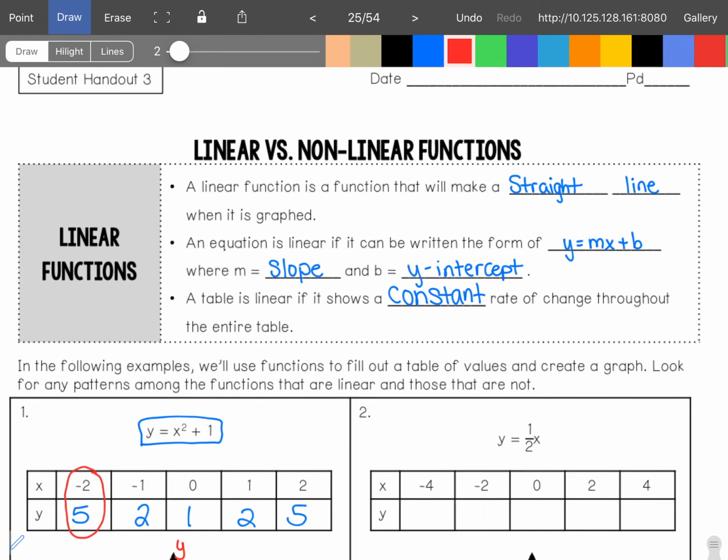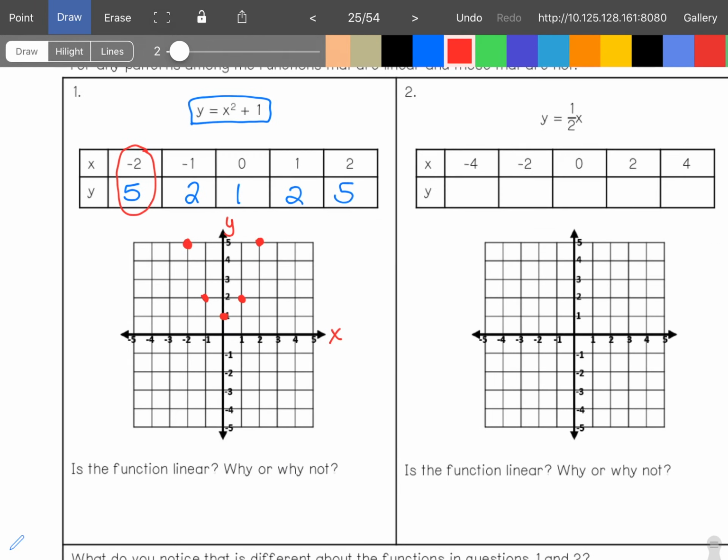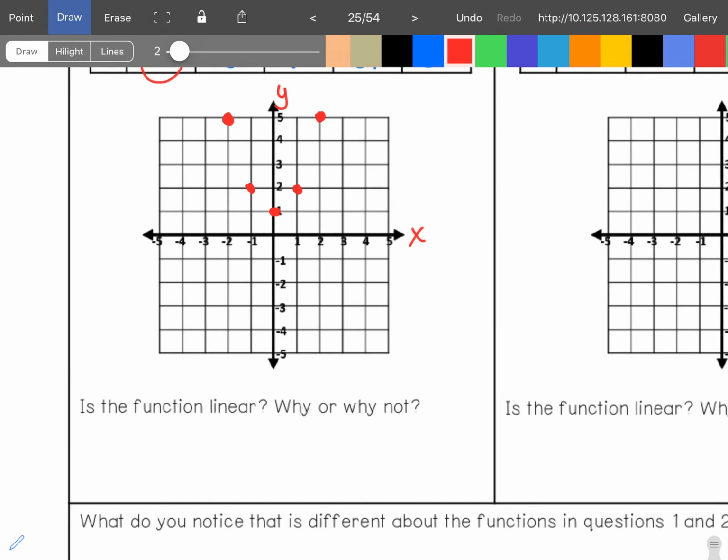All right, the question that follows this says, is the function linear, yes or no? Well, how do we know if it's linear? If we go up here to our notes, it says a linear function is a function that will make a straight line. Is this a straight line? No, it is not. So, is the function linear? No. The graph is not a straight line.